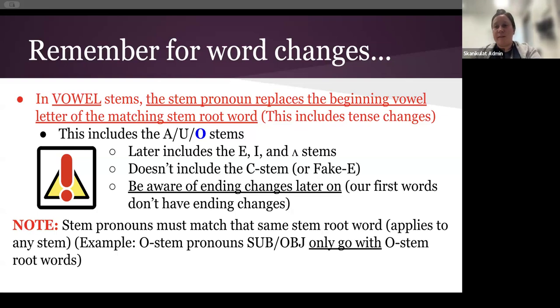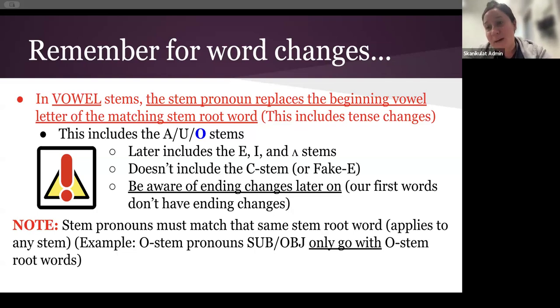So, in this unit, we talk about endings. But always again to emphasize that stem pronouns have to match the same stem root word. This applies to any stem. So that means that O stem pronouns, subjective or objective, only go with O stem root words. You can't put A stem pronouns with a C stem root word. That's not how it works. You can't put C stem pronouns with the O stem verb. That's not how it works. It has to match. It always has to match.